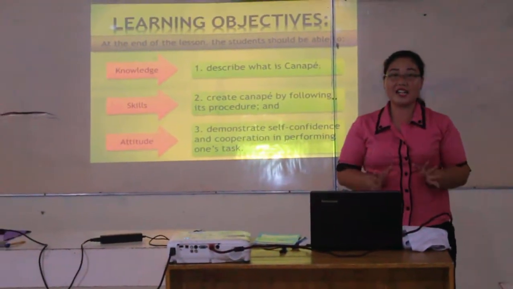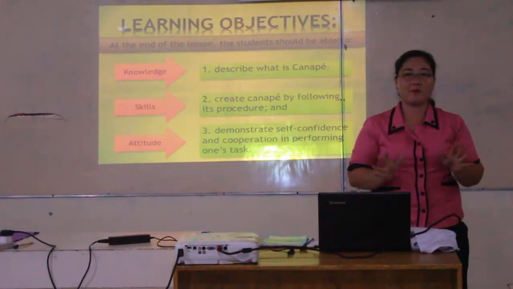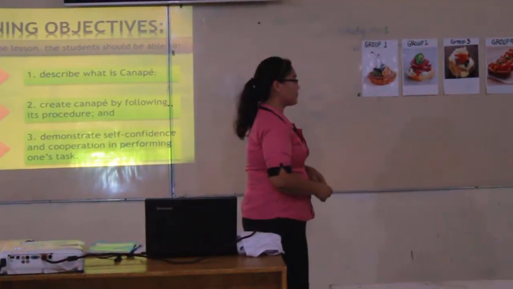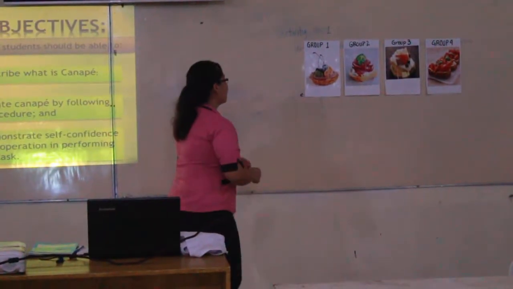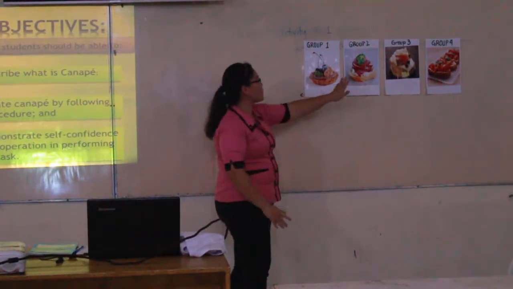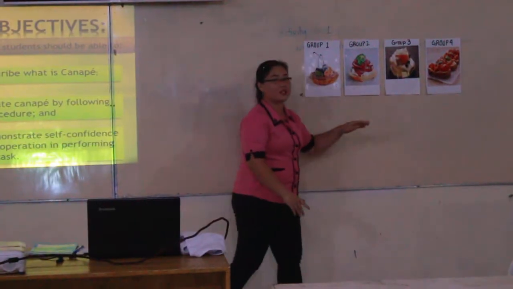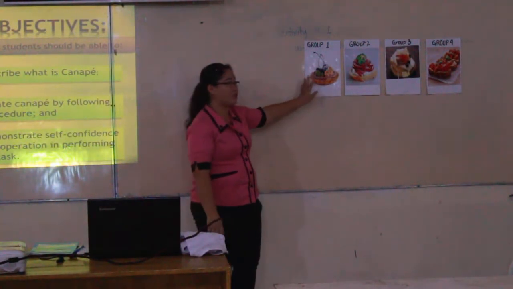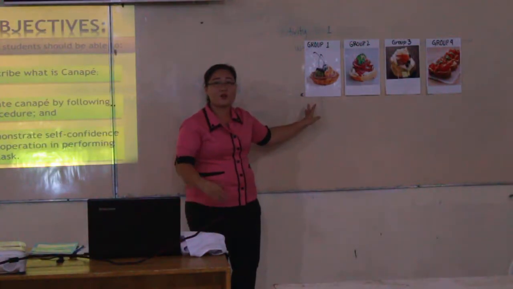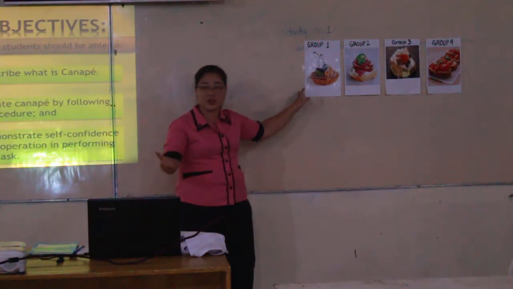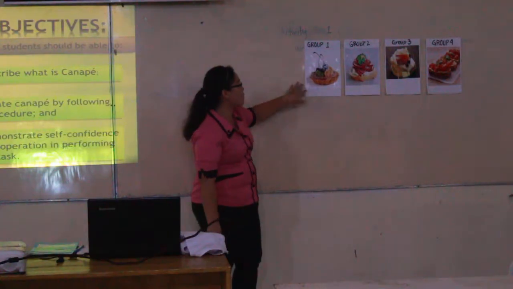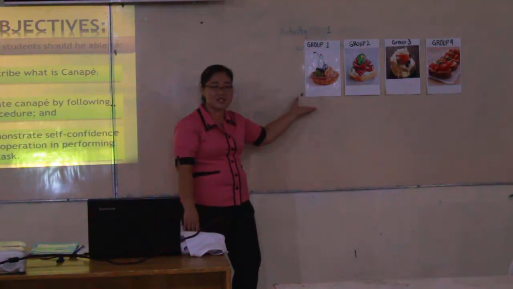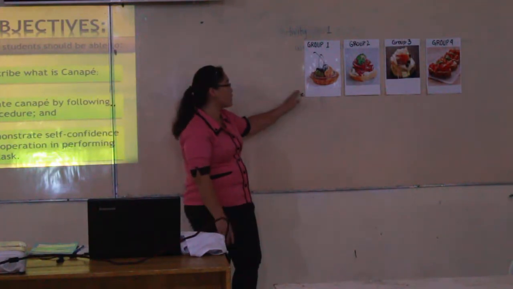Okay, class, are you done? So, let's take a look at the pictures that you formed. So, okay, there it is for group 1, group 2, group 3, and group 4. So, from this picture, what have you noticed about the pictures you formed? Okay, very good. A food, a dessert, yes, indeed. So, how do you eat this kind of food? Are you familiar with this? Okay, you are already familiar with this one.